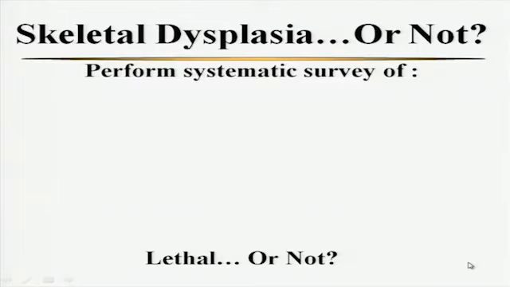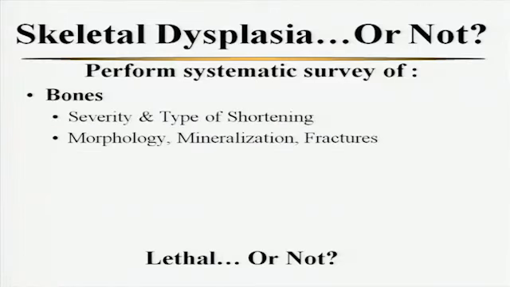So we want to do a systematic survey of the bones, looking for the severity and the type of shortening. What bones are shortened? Are all the bones shortened, or just a segment? Are both lower and upper extremities involved, or just one segment of the legs? Then looking at the morphology and mineralization of the bones, and whether any fractures are present.